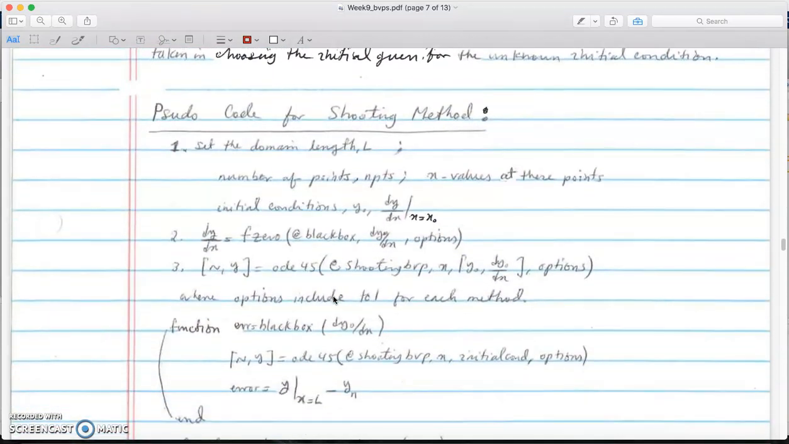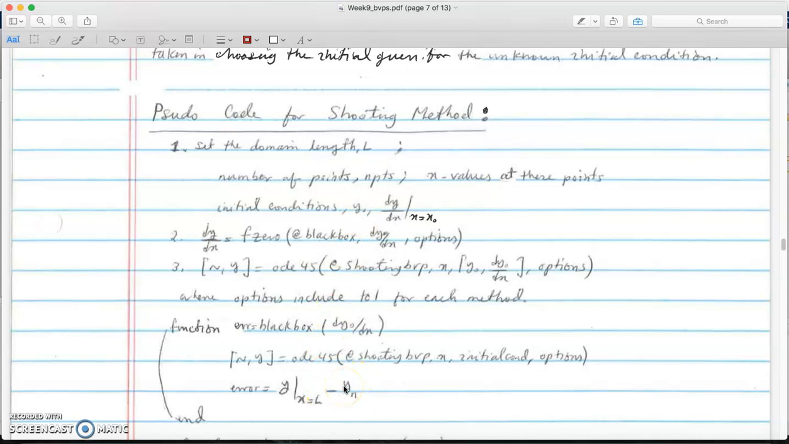So in a nutshell, the shooting method starts with setting up the problem as before. Let's say we have a domain from 0 to L. We split it into endpoints. Assume that we have conditions on the y, or on the function value, on both sides. We have y0 on the left end, and we have, let's say, yn on the right end, like that.